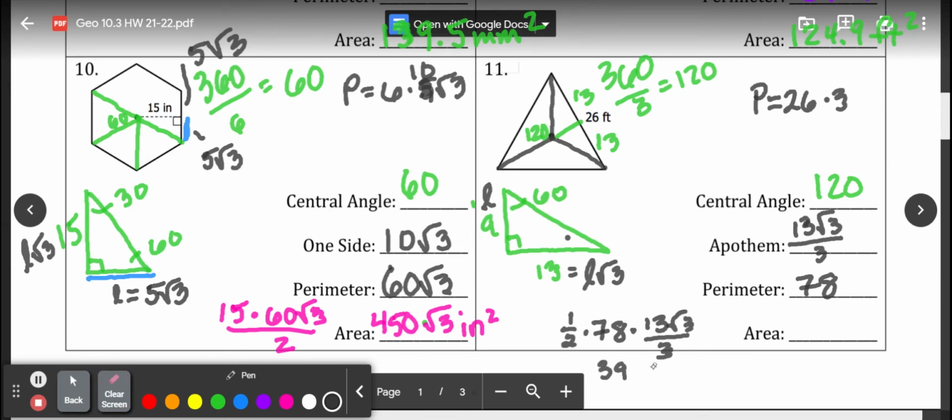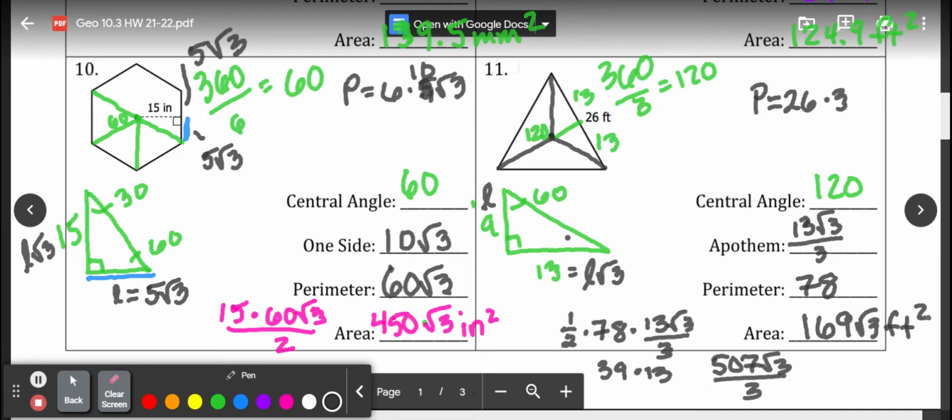39, and then 13 times 39. I'm going to do that next. And then I'm going to see, so that's 507 rad 3 over 3. Let's see if that's divisible. That would be so convenient. It is. So we get 169 rad 3, and that's in square feet.